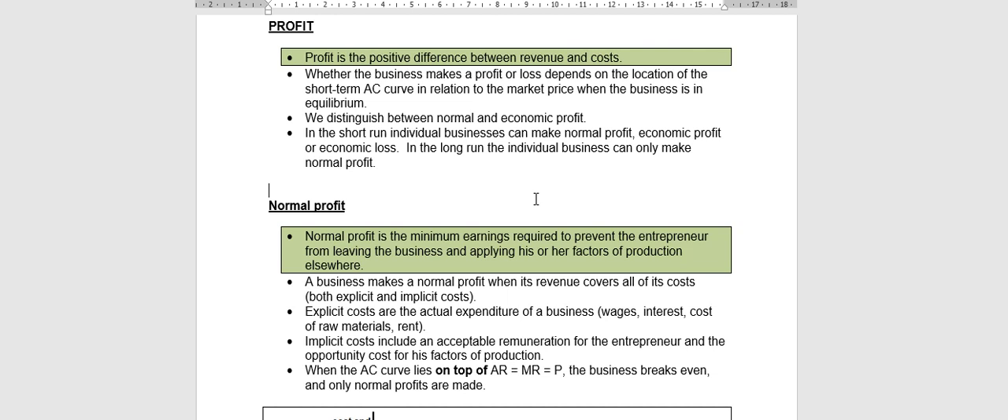All right, so what is normal profit? We did this last year also. Normal profit is the minimum earnings required to prevent the entrepreneur from leaving his business and applying his factors of production elsewhere.